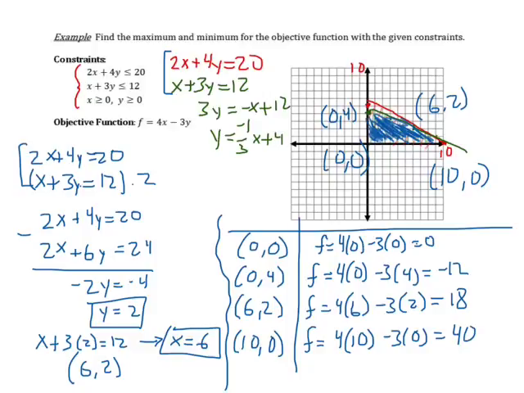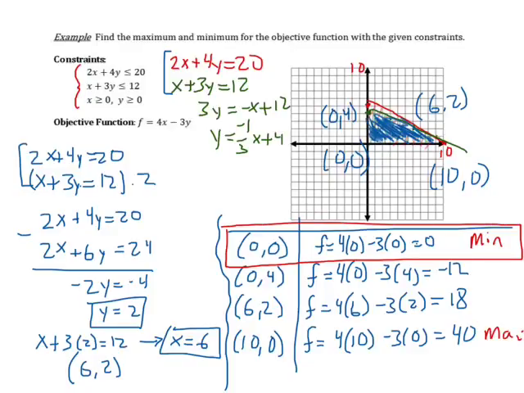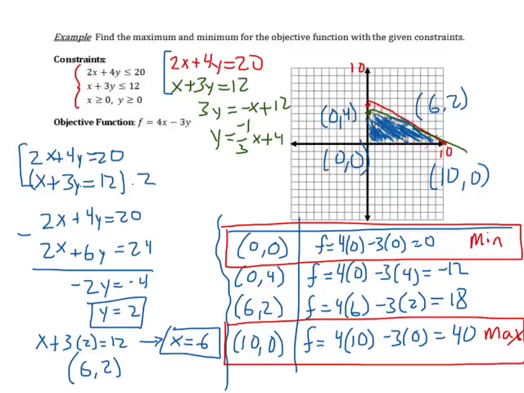And so we end up with a maximum and a minimum. Here is our minimum value: (0, 0) gives us a minimum. And then we get a maximum at (10, 0). In different applications, we want to maximize or minimize these things. So again, the process: graph the inequalities, find the 4 or 5 or more vertices, and then test each of those vertices in the function to find the maximum or the minimum, whichever you're looking for.